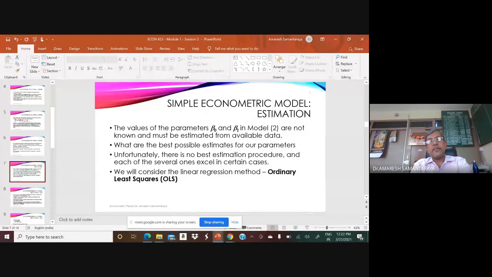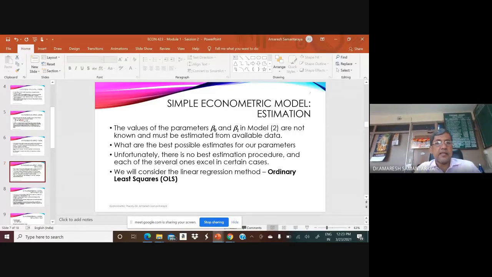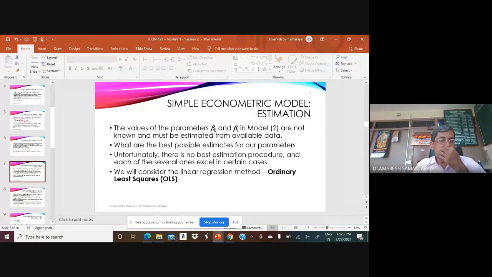So to estimate an econometric model, you need to know the value of beta 0 and the value of beta 1. Depending on the values of beta 0 and beta 1, you will have a model which will explain the pattern between consumption expenditure and income.